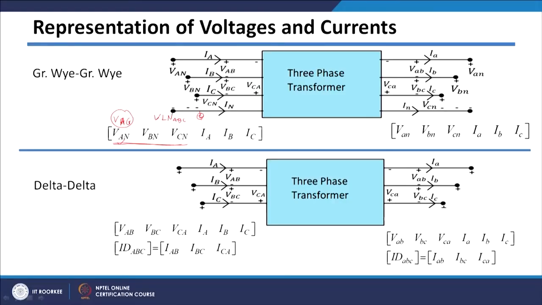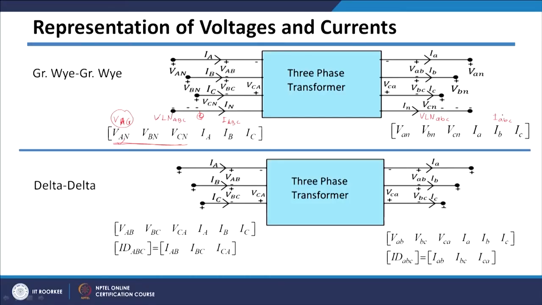ABC. So, these are basically line to neutral voltages of ABC phases, and on the secondary side it will be VLN small abc, which represents secondary side line to neutral voltages. Then line currents will be represented like I ABC on primary side and I small abc on secondary side.